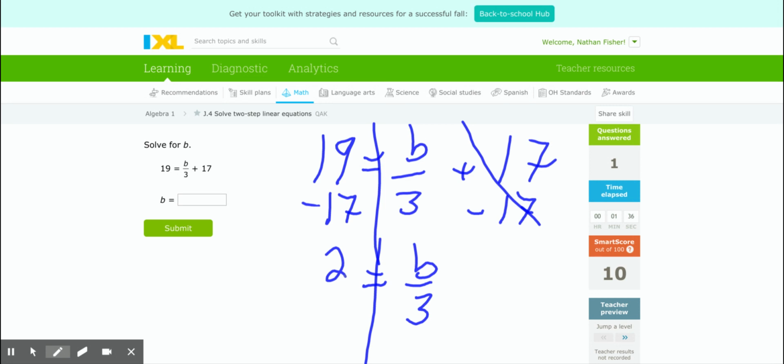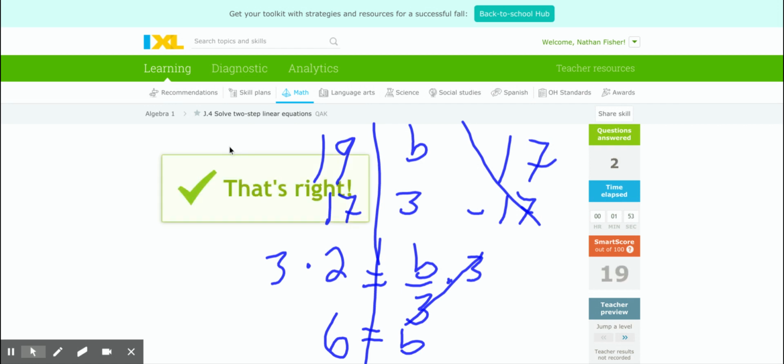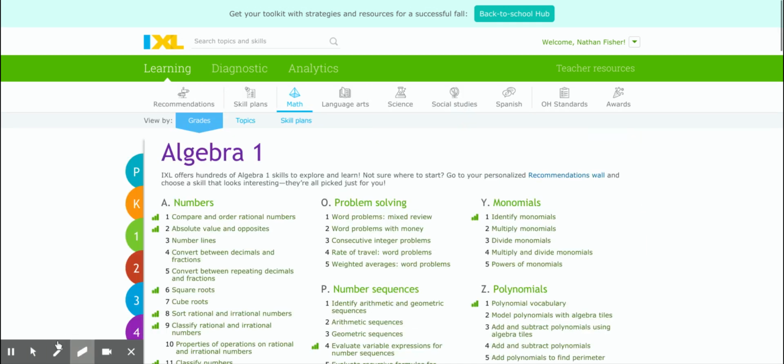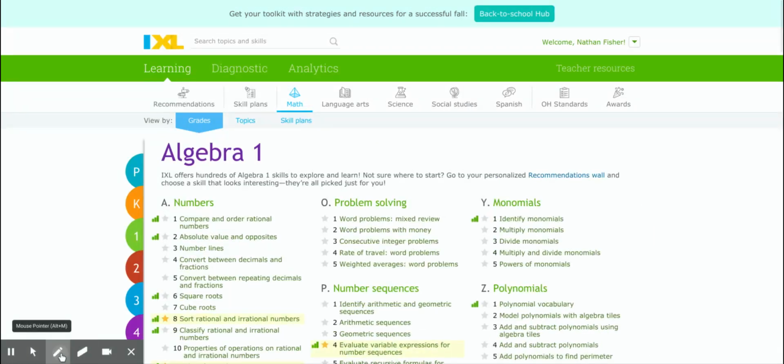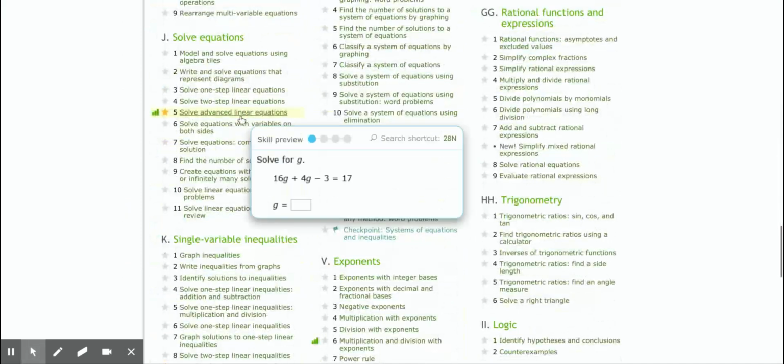B is being divided by 3, so to undo division, I'm going to multiply on both sides and get b equals 6 when I do that. So just 2 steps here, same idea, but we just have to keep track of what thing to do first. Okay, let's go back to Algebra 1. Scroll back down, and we'll look at J5.